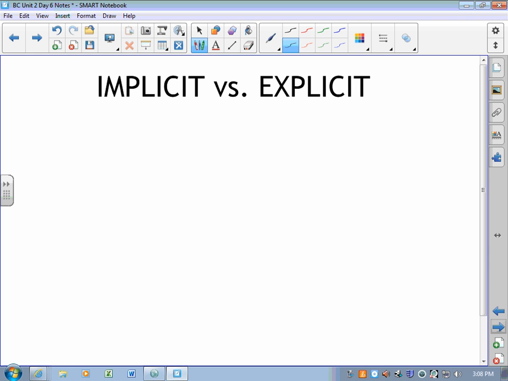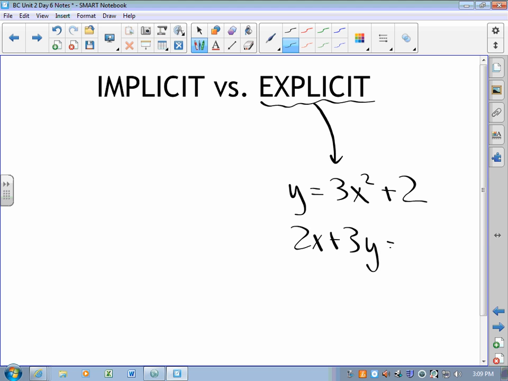In a situation where a function is defined explicitly, you're looking at something like that, where y is all by itself, or it is possible to get y all by itself. In an explicit function, it is possible for y to be solved for on its own.